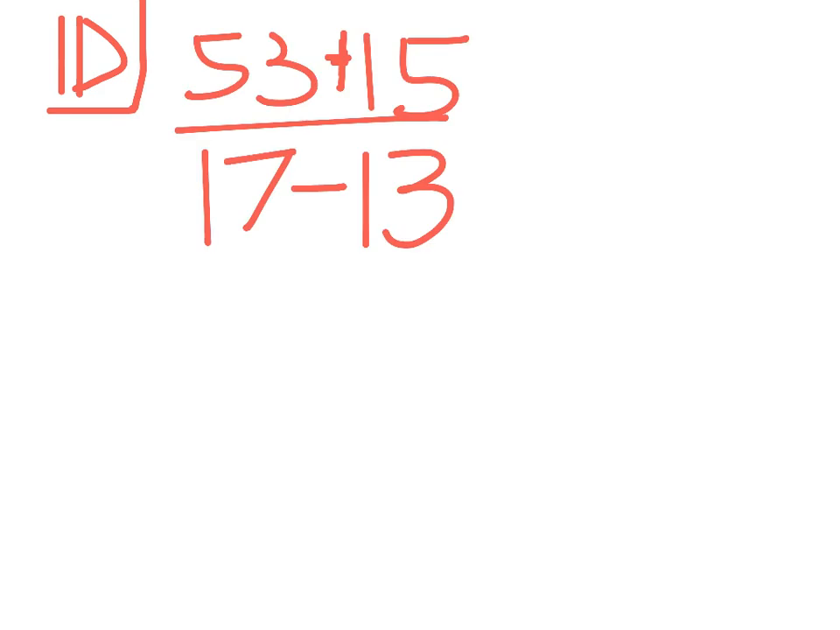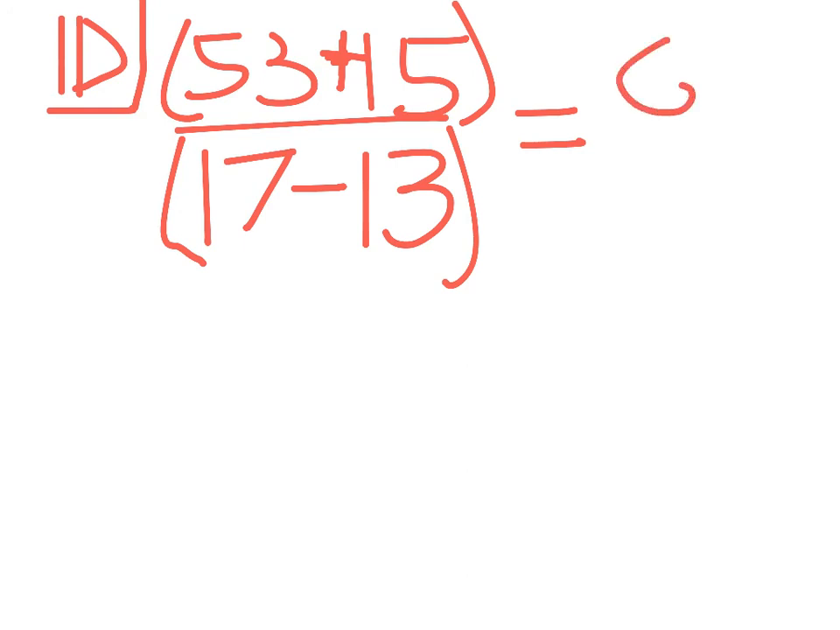And 1D, the example, is 53 plus 15 over 17 minus 13. And the first thing I want you to do is put parentheses around the top and parentheses around the bottom. Because anytime you see this, the top is separate from the bottom. You can think of those both as having parentheses around them. So I'm going to solve this sideways. We can do 53 plus 15, which is 68. And then we can do 17 minus 13, which is 4.